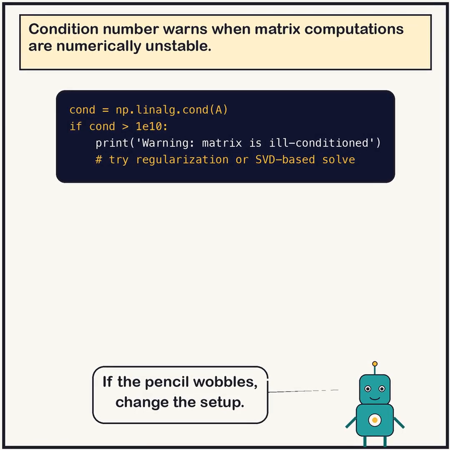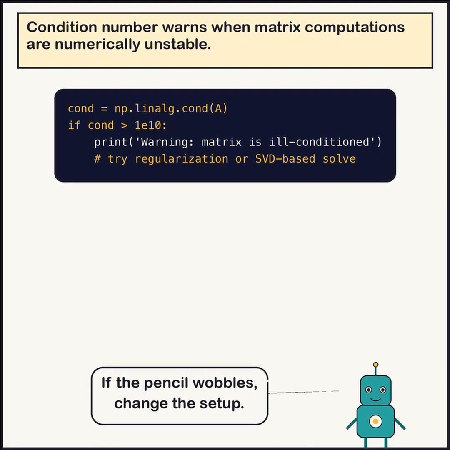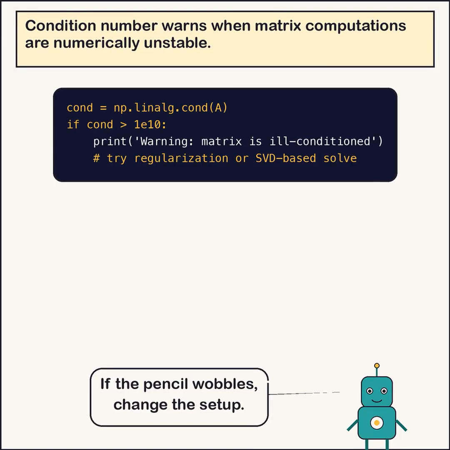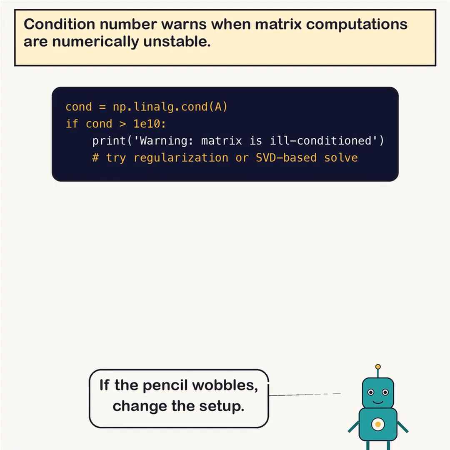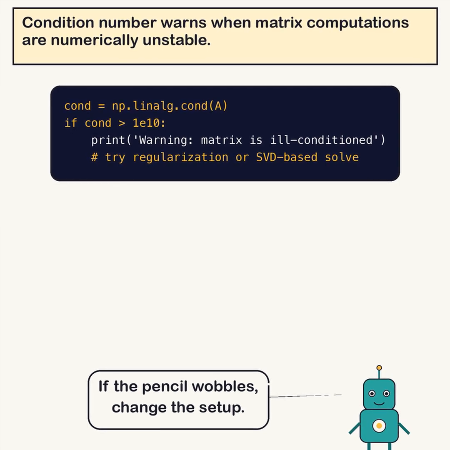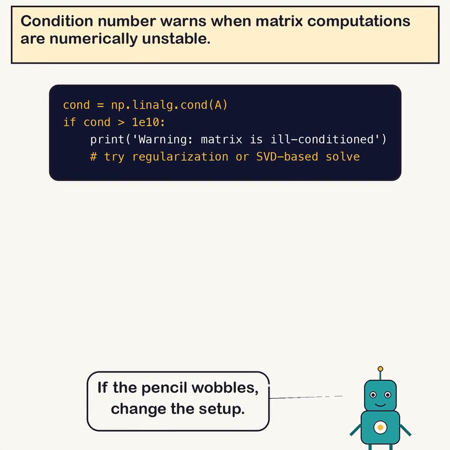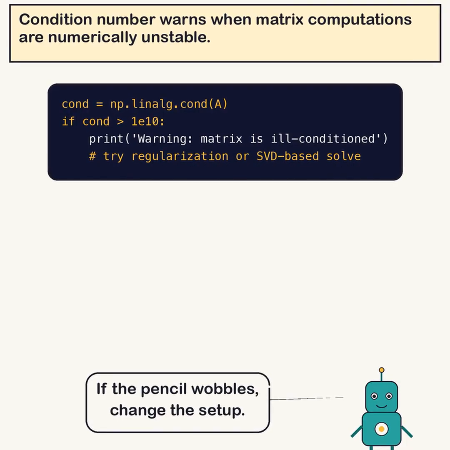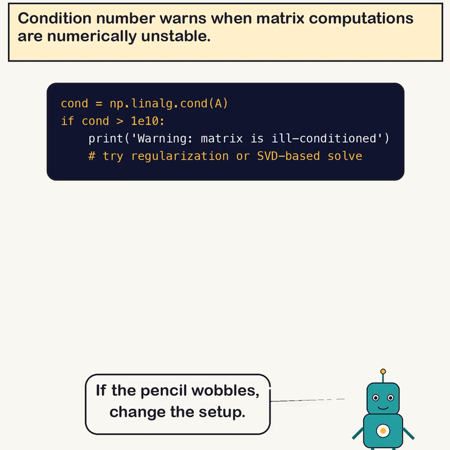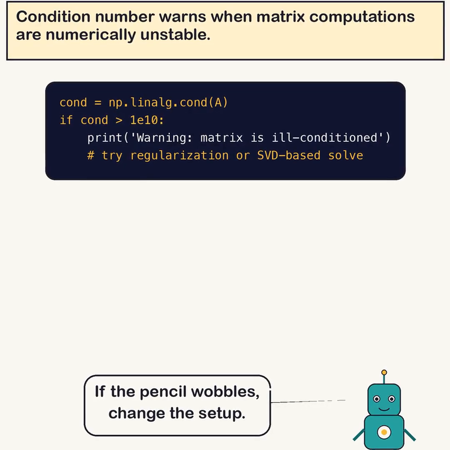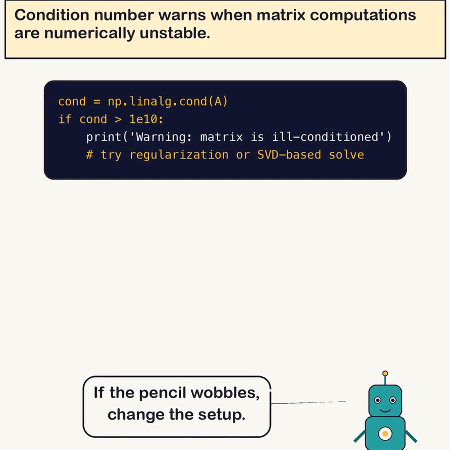The condition number estimates sensitivity. A huge condition number means tiny input errors can become large output errors, so code should consider regularization, scaling, or SVD-based solves. Real-world analogy. Condition number is like checking whether a table is level before doing delicate work. A tiny bump can spill everything.